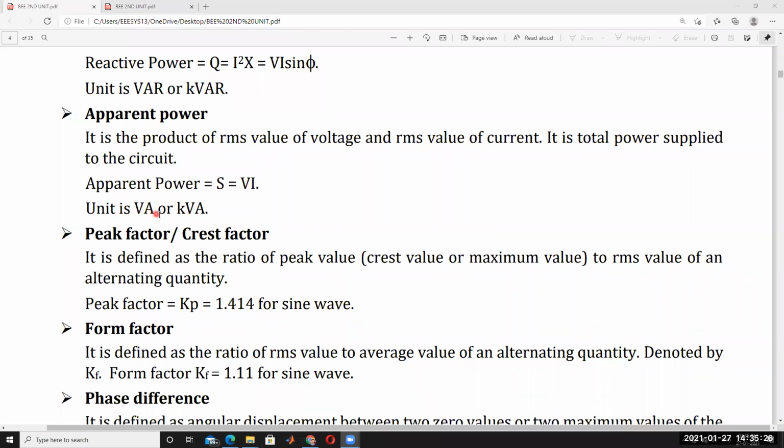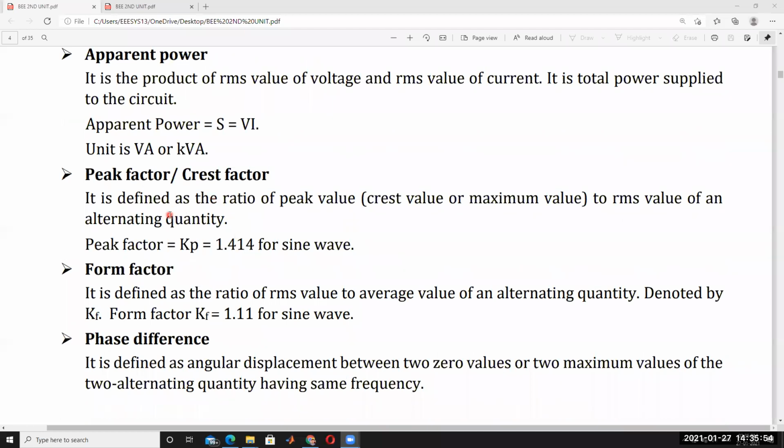Units are volt ampere or kilovolt ampere. Voltage units are volts and current units are amps. That's why the units are volt ampere, VA, or kilovolt ampere, KVA. For small devices, VA. For large devices, KVA. For example, transformer rating is in KVA or MVA, kilovolt ampere or megavolt ampere.